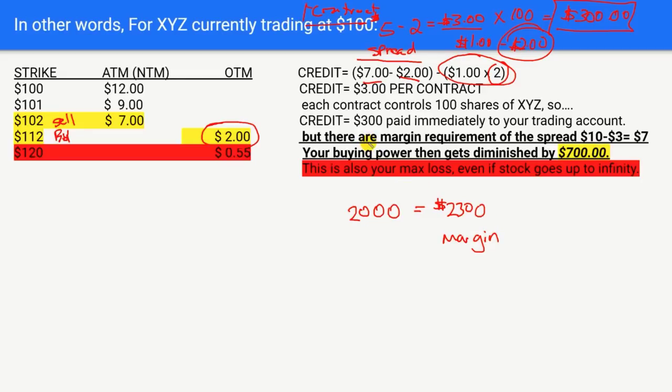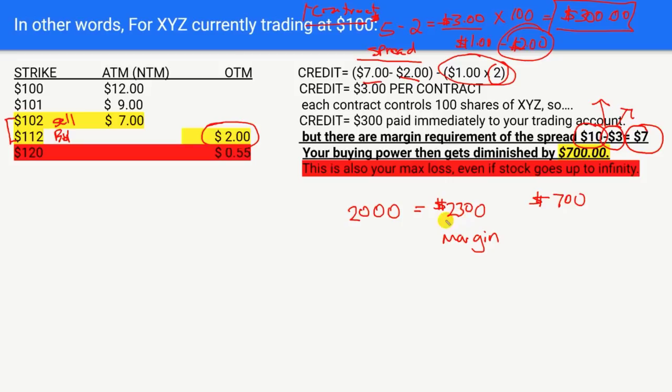Okay. Remember, I told you that your margin requirements are calculated by the spread here. So in this situation, the spread between what you sold and what you bought is $10 right here, minus the credit that you got, that's yours forever, whether your trade goes sideways, upside, or against you. Your margin liability, because that's what you're going to be liable for, is $700.